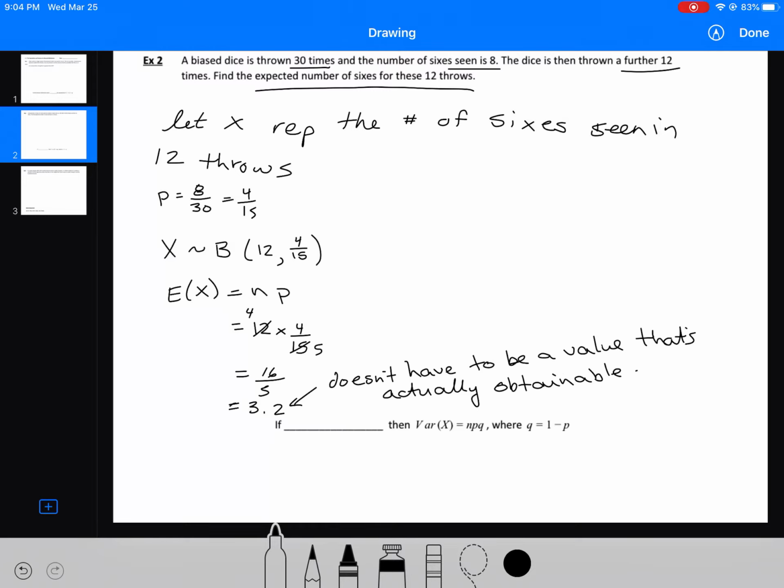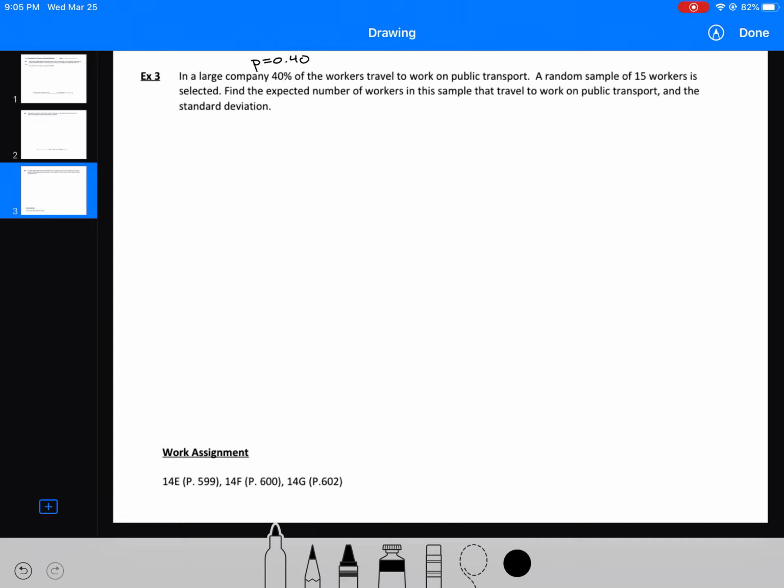In a large company, 40% of the workers travel to work on public transport. A random sample of 15 workers is selected. So far we've got our probability of success. We have our n. We're going to find the expected number of workers in this sample and the standard deviation. Note, not the variance. Remember that our variance is the standard deviation squared.